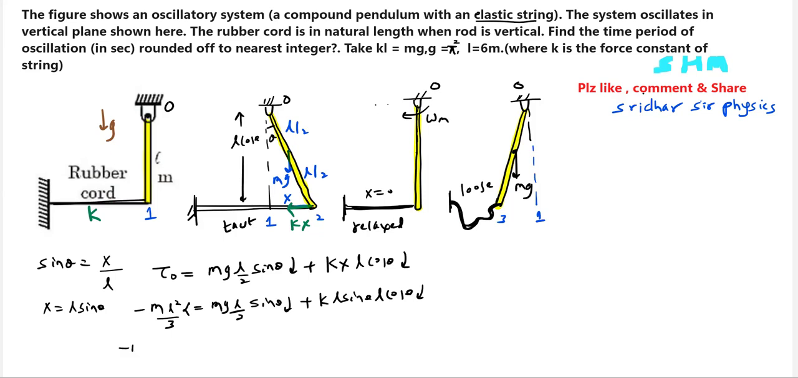Okay, fine. Now ML square by 3 alpha equal to mg L by 2 theta. For very small theta, sine theta will become theta, then k L square theta. For small angles, sine theta will be theta and cos theta will be 1.